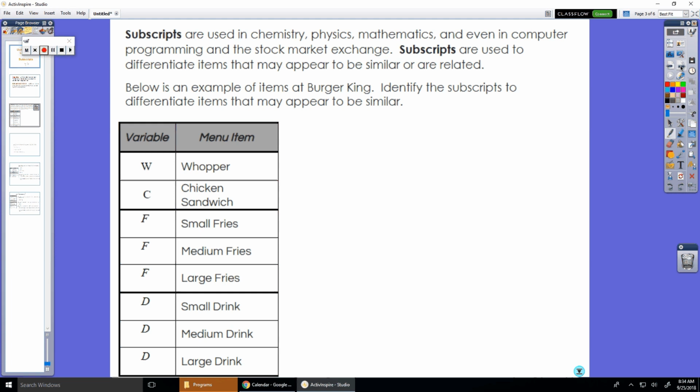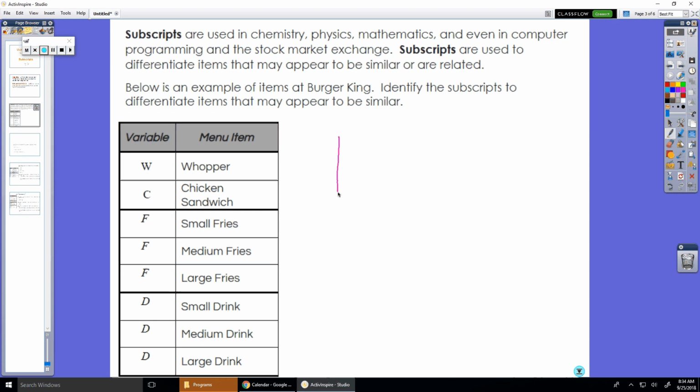Subscripts are used in chemistry, physics, and mathematics, and even computer programming and the stock market exchange. Subscripts are used to differentiate items that may appear to be similar or are related. Below is an example of items at Burger King. Identify the subscripts to differentiate items that may appear to be similar. So if you look at the Whopper here, the Whopper has a variable W, and a chicken sandwich has a variable C, and there would be no confusion between the two. But once you get into the French fries, there's 3 different types of fries, and there's 3 Fs, and we wouldn't be able to tell which one is which.